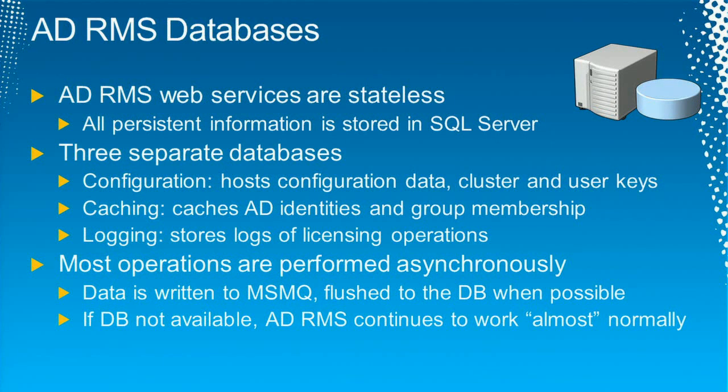Now the next part is, we have 3 databases associated with RMS. One is a configuration database. The configuration database basically hosts all the configuration data for RMS. What it actually contains is all of the templates, for example, any of the policies that you've enabled. It persists all of the user keys that are given back to users upon the certification process. And it contains the server public key.